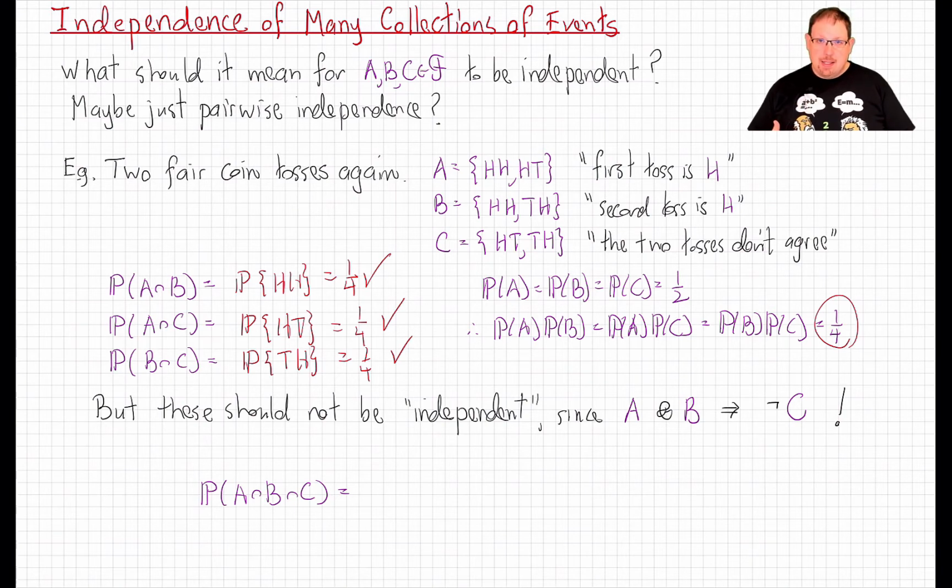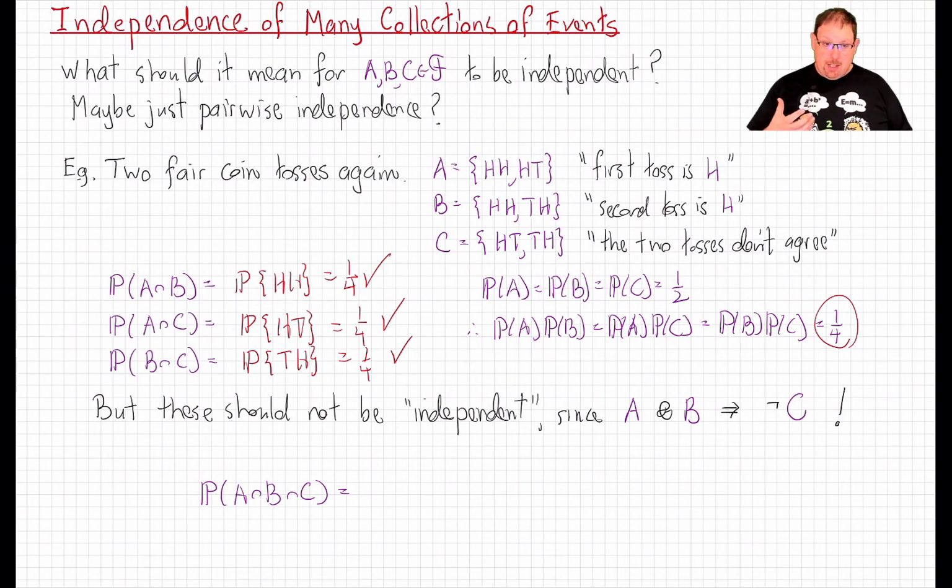But if independence is going to have any actual philosophical meaning, these three events cannot be considered independent. Because if I know that A and B both occur, then I know with absolute certainty that C does not. A and B together mean heads-heads, which means that C cannot happen. Therefore, those three events should not be considered independent. So this pairwise independence is not going to be the right notion of independence that we want.